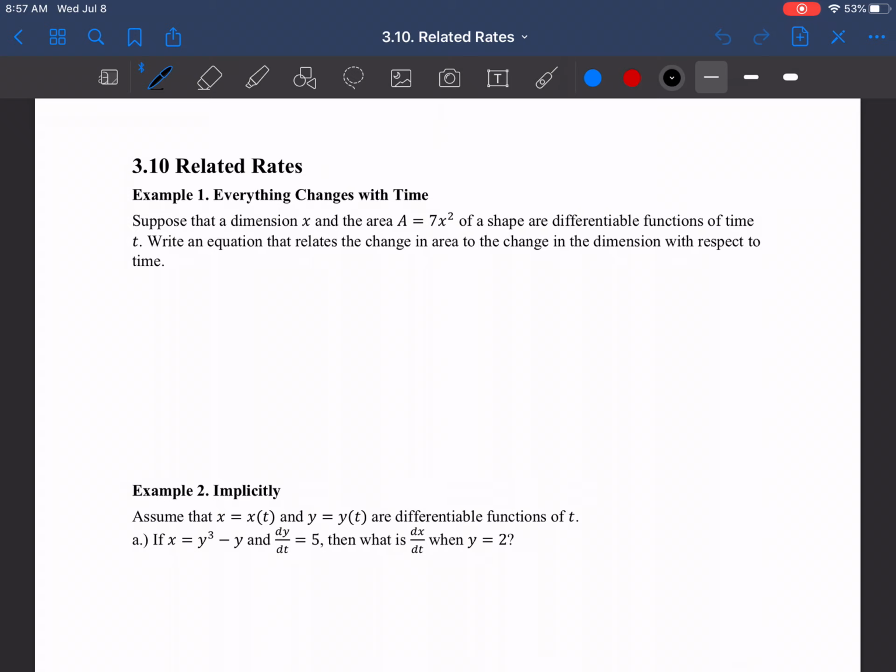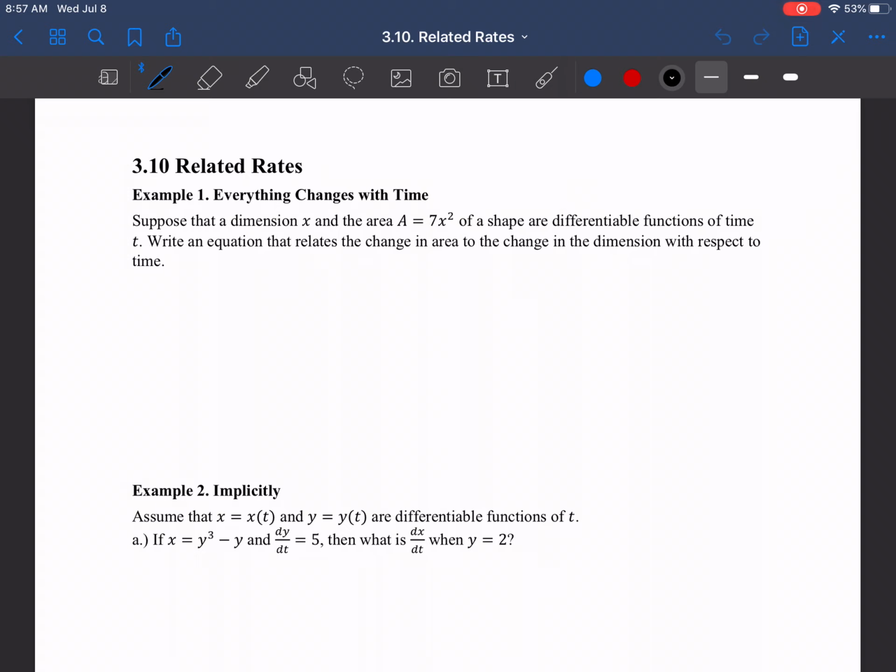So pay very close attention to this, not only for your future in these kinds of things, but also in the test that's coming up. So let's take a look at this. So example one, everything changes with time. All right, we're doing related rates here.